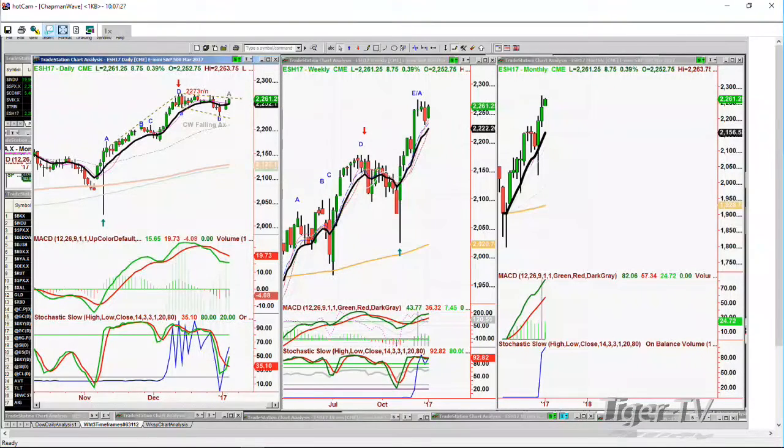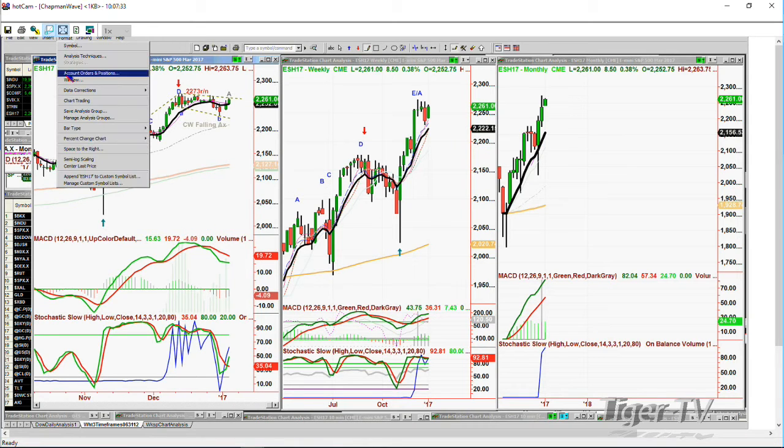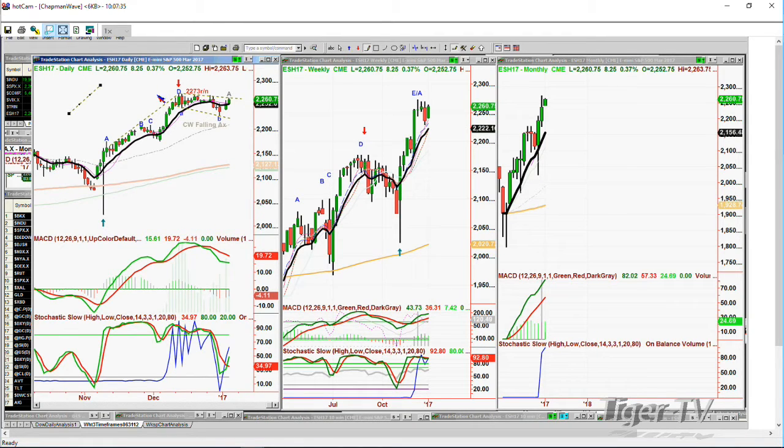Now, there's a pattern that I call the Chapman Wave Falling Axe. Basically, it looks like this. Let me just draw a little template right here. Let me get my pointer, make that a solid line, single line style, and make it a little thicker so you can actually see it. And I'll get two of them. So let's just add that and add that.